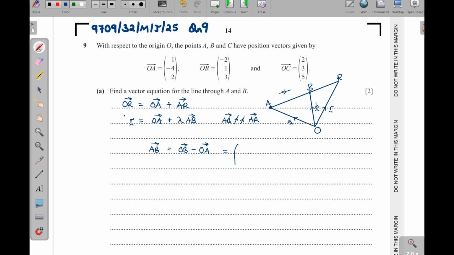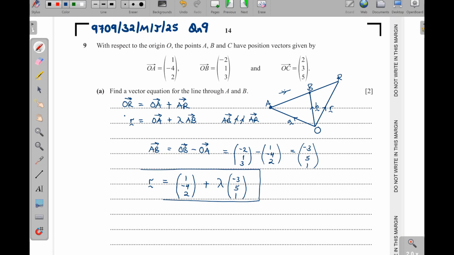So our OB is (-2, 1, 3), then our OA is (1, -4, 2). Now, -2 minus 1, that will be a -3. 1 minus -4, that one will be a positive 5. And then 3 minus 2, that one will be a 1. Just like that. Okay? After getting that, that means R here is going to be equal to our OA, (1, -4, 2), then plus lambda, and then we have (-3, 5, 1). As simple as that.